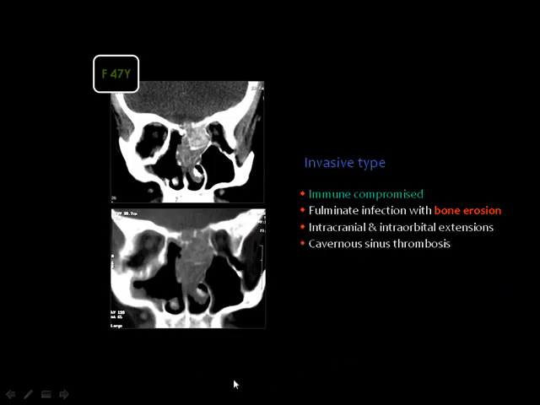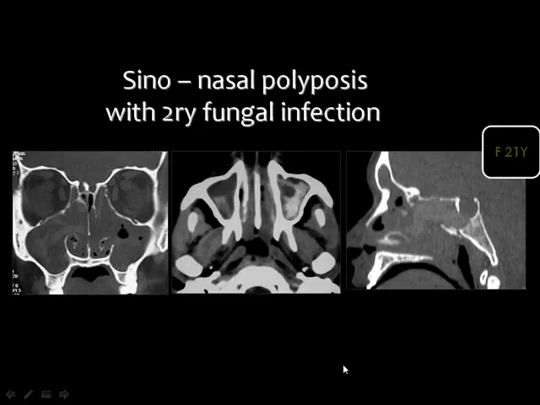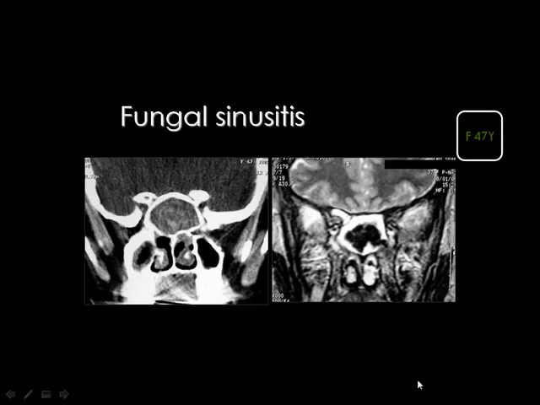And whenever you see fungal sinusitis that is eroding bone, then you know that you are dealing with the invasive fungal type, which is usually seen in immune-compromised patients. And this is another example of sinonasal polyposis complicated by fungus. You see the hyperdensity of the fungus in the soft tissue window, and you can see the erosion and the destructive changes in the floor of the sphenoidal sinus.